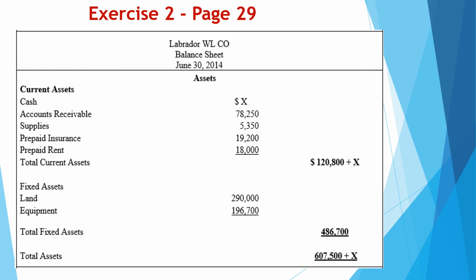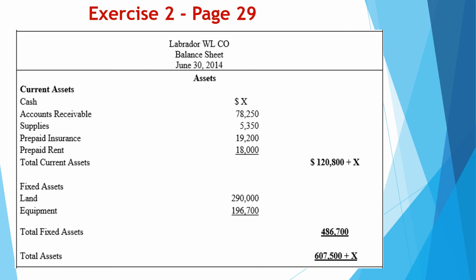So let's prepare the balance sheet and let's start with the title. In the first line, we write the name of the company, Labrador Company, then balance sheet, and then the date, which is June 30, 2014. The first section of the balance sheet is the assets. We start with current assets.